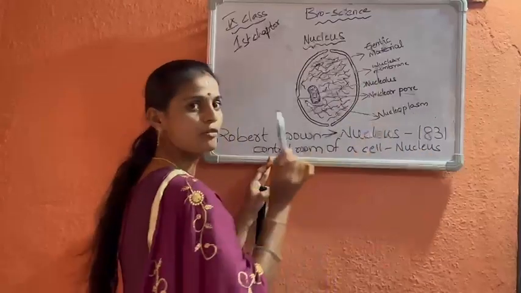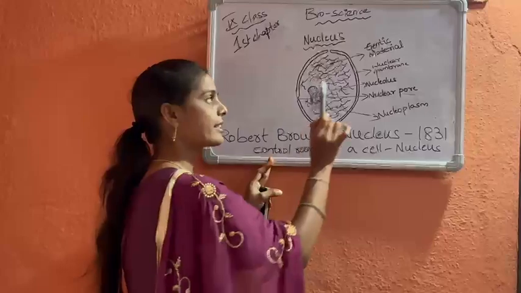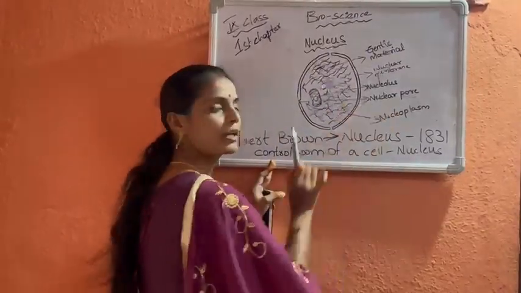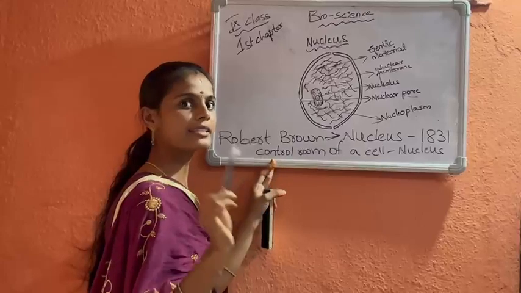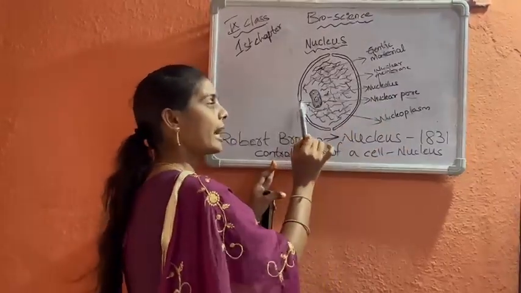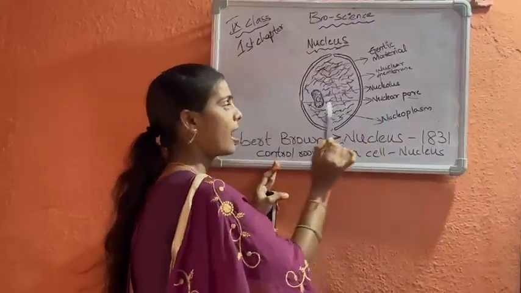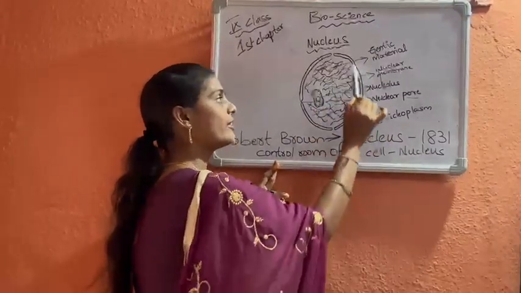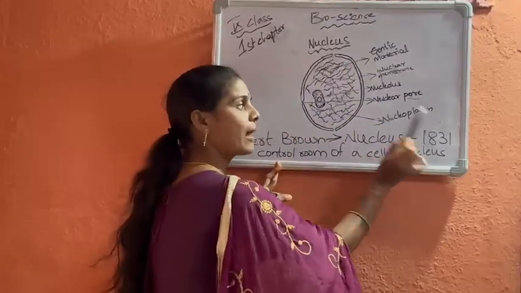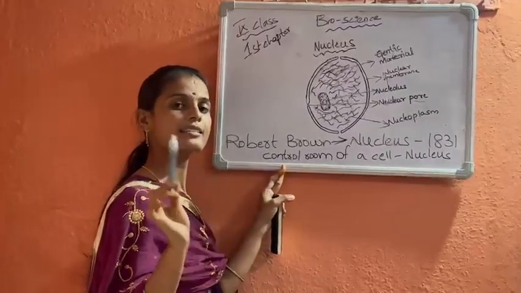This is the diagram of nucleus. This is the genetic material which is present inside the nucleus. This is the outer membrane, called the nuclear membrane. This is called the nucleolus. The gap between the nuclear membrane is called the nuclear pore, and the fluid inside the nucleus is called nucleoplasm. Nucleus is called the control room of a cell.